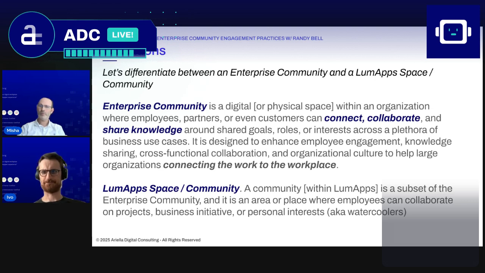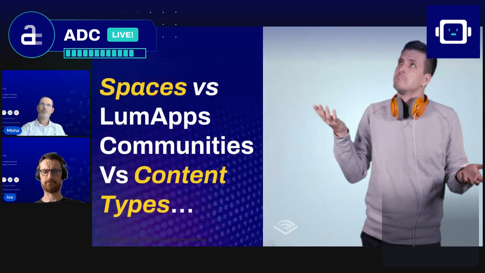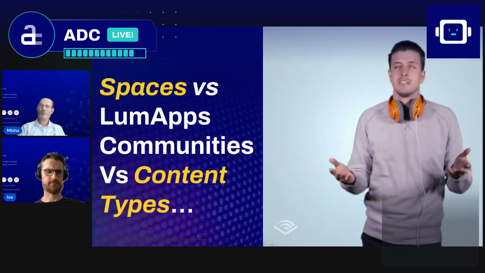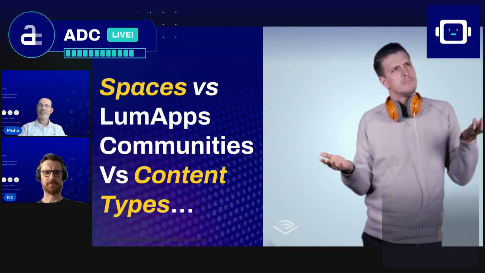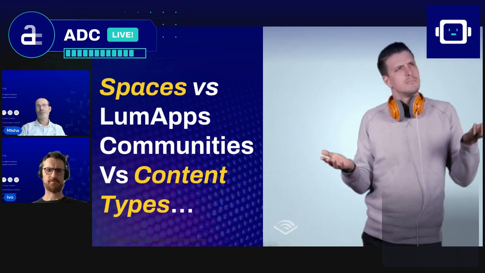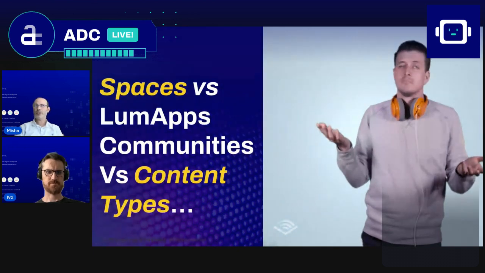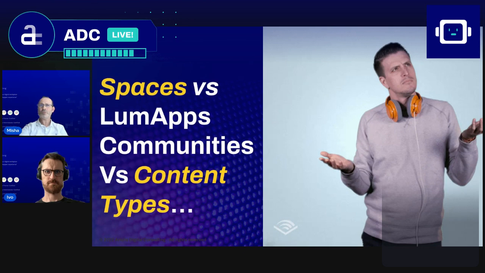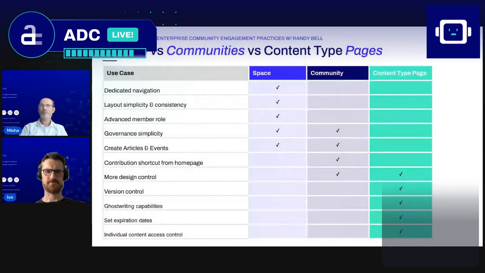Before we get into that, I do want to show there's always been a question of what is the difference between Loom Apps spaces, communities, or content types. Which one do I choose? That's always been kind of a classic question. So before we get to Randy, the last thing I just want to point out is how do we choose which one is which? So I put together this high-level breakdown that really highlights the key use cases between space, community, and a content type page.